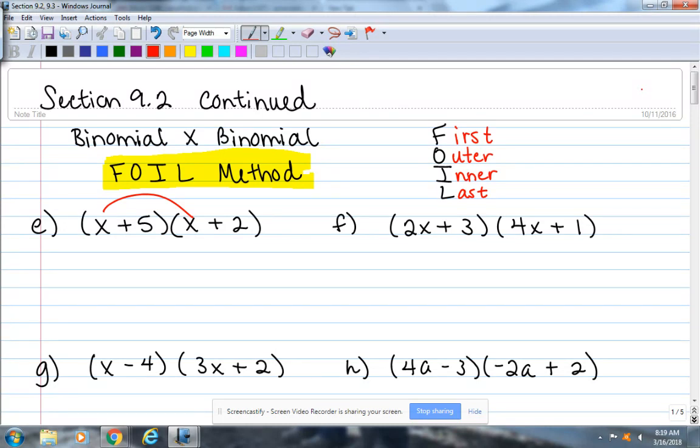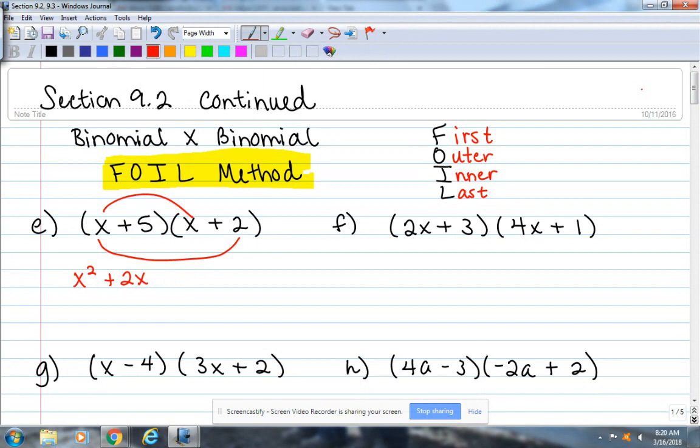Okay. So I like to draw little rainbows, I guess you would say, to show I'm multiplying x times x. Y'all, what is x times x? X squared. It's not 2x. It's not 2x squared. It's just x squared. So x times x is x squared. O stands for outer. That means you multiply the two outside terms. So the outside terms of both parentheses are the x and the 2. And what is x times 2? So you're going to put plus 2x.